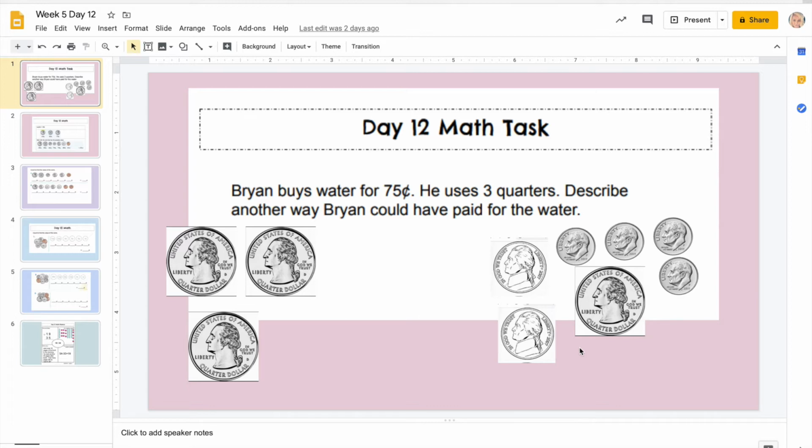Again, they do not have to be the exact amounts, I'm sorry. It can be any denomination of coins. So it doesn't matter which coins you use as long as they still add up to that 75 cents, just to clarify. All right, now let's go ahead and move on.